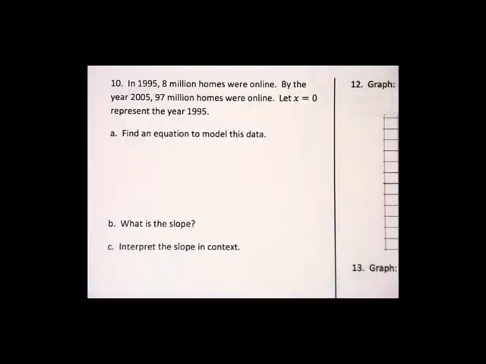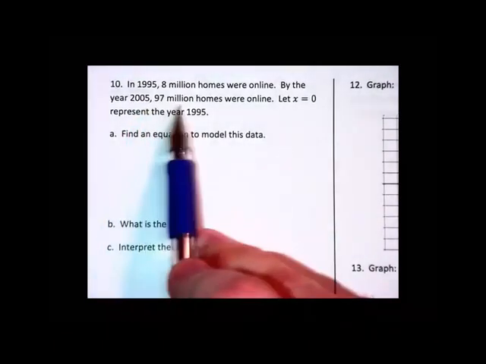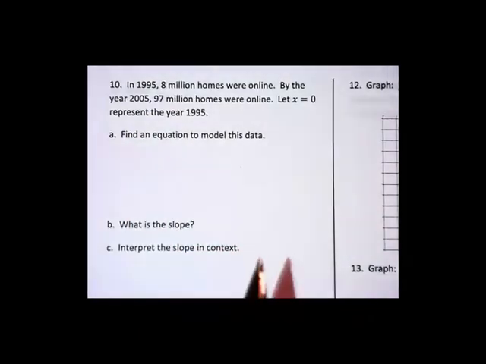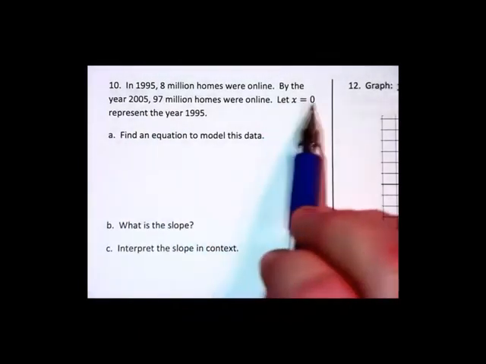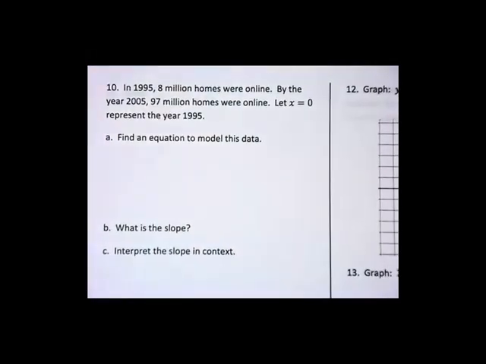In 1995 we've got 8 million homes online. That sounds like one piece of information. By the year 2005, we've got 97 million homes online. Another piece of information. They're telling you that x equals 0 is going to represent the year 1995. That's a very standard type of clue we have.